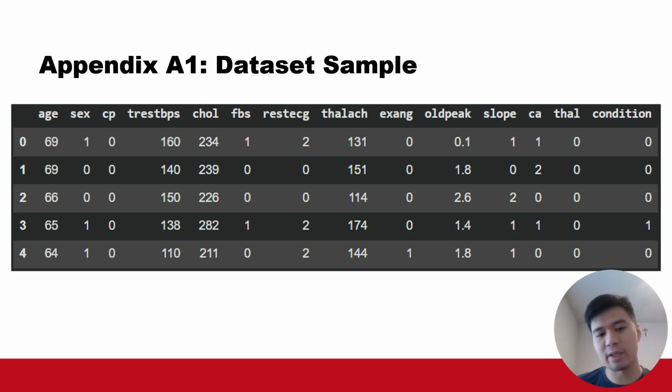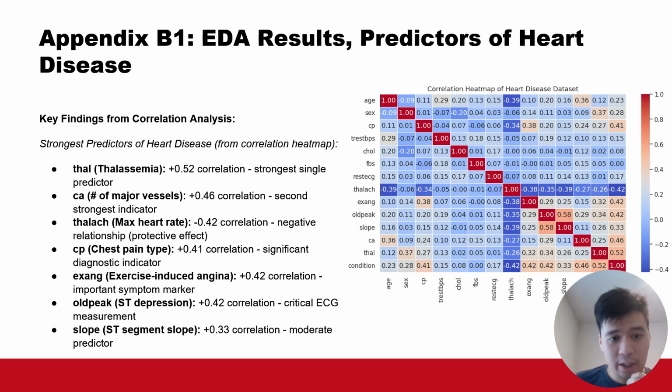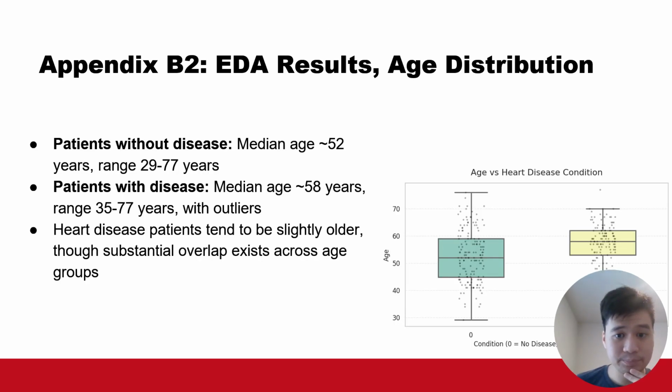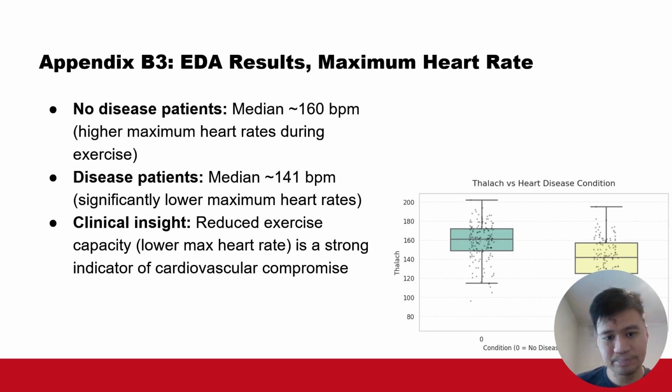I'll go over the appendix real quick. Here's an example of our data set. Here is the correlation heat map of the different features and our target variable for heart disease. Here's the EDA results of age distribution of people who do have and who don't have the disease. Here's the box plot of maximum heart rate of those who do and those who do not have the heart disease.